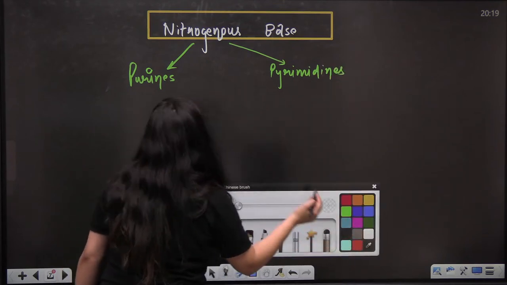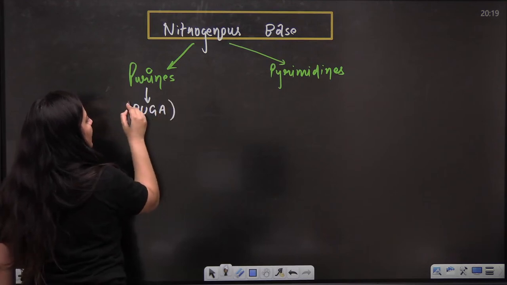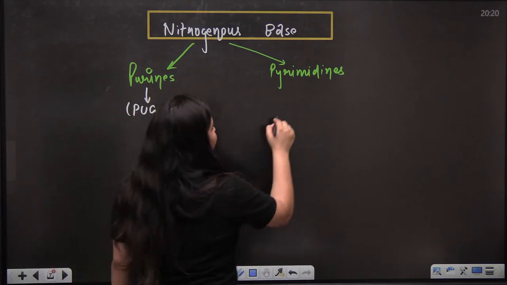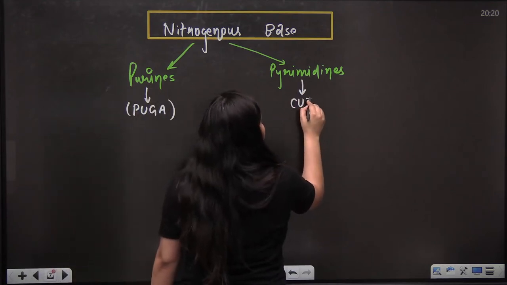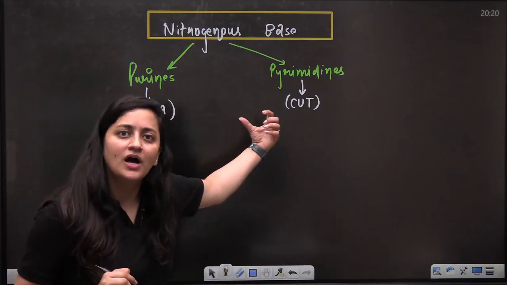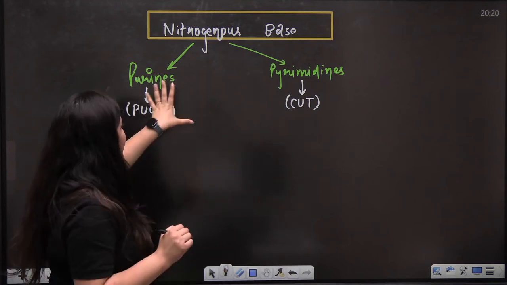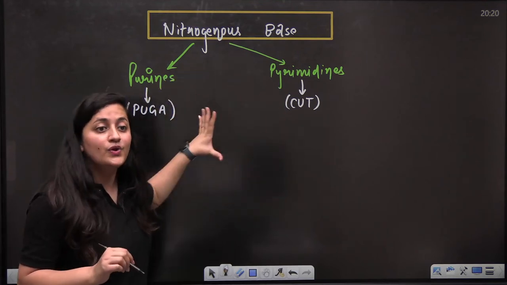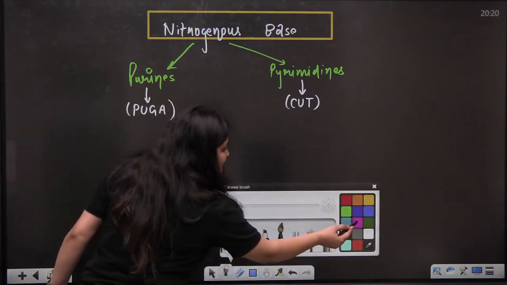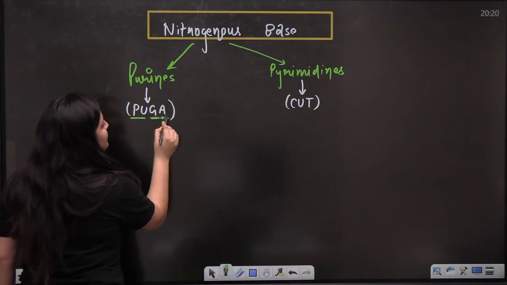When it comes to the purines, the trick that you need to remember is PuGA. When it comes to pyrimidine, the trick is going to be CUT. Purines, PuGA; pyrimidine, CUT. Type it in the chat section right now. This is what you need to remember. Now, what is this PuGA? GA is the word here.